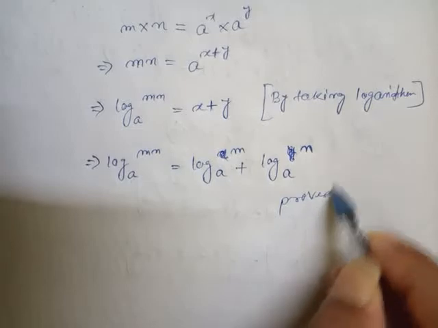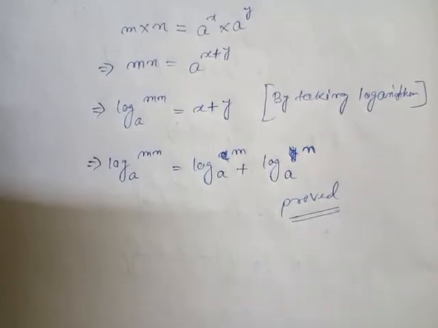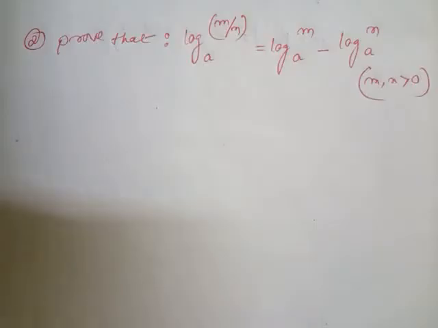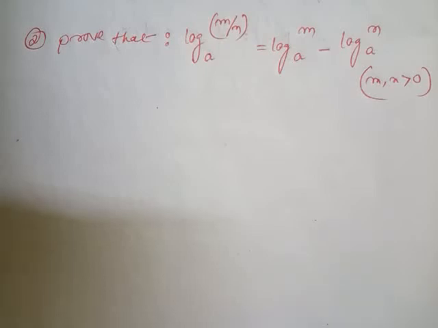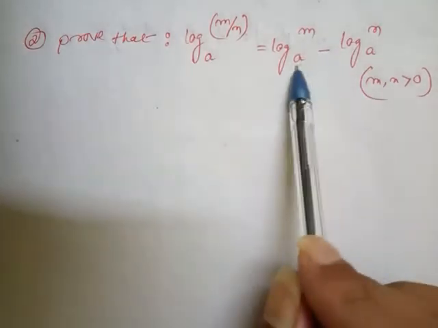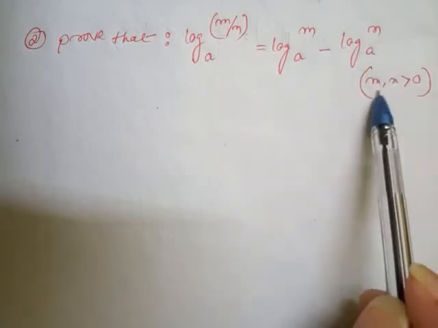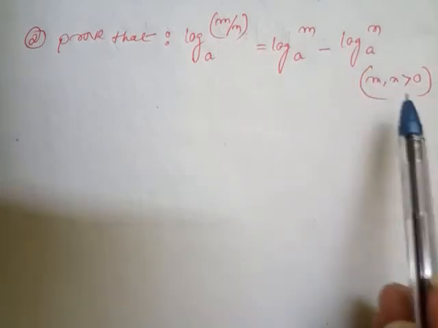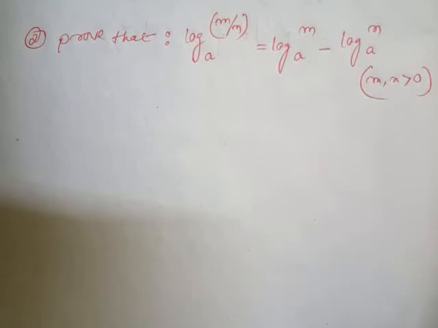We can write here now proved. First one over. This is the first formula of the logarithm. M into n means the product formula. Look student, the second formula: prove that log m by n base a equal to log m base a minus log n base a, where m and n are bigger than 0. Obviously it is clear that the values of m and n are positive.